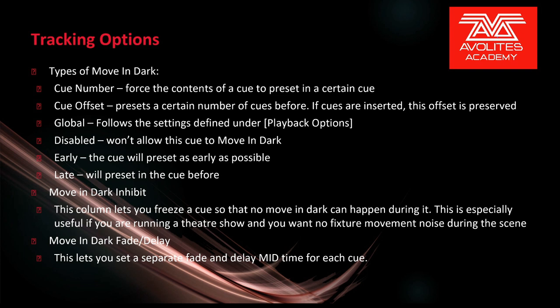Early, we'll preset as early as possible. Late, we'll preset in the cue before. So say we had our lights fading out in Q2 like we do, and we didn't have them coming back on until Q10. Early means that they would move during Q3 and be ready, and then sit from Q3 through 9, just waiting. Late means that they would move during Q9 to get ready to come back on in Q10. I hope that makes a little bit more sense there. I've got myself a little tongue-tied and talking terribly right now.